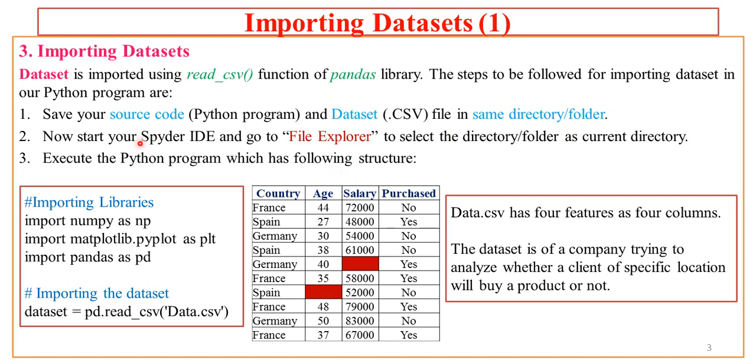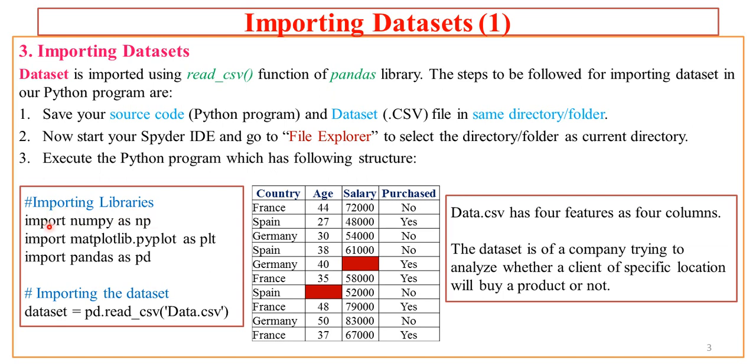Now go to your Anaconda prompt and start Spyder IDE. And in Spyder IDE, go to File Explorer and select this current directory or folder. Select the directory or folder wherein your source code and dataset are there as the current directory. Once that is done, you go to the execute button of the Spyder IDE and execute the source code to get the data imported in your Python source code. Now the step is very simple. First you need to import the libraries.